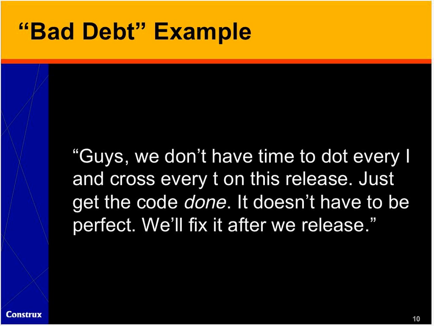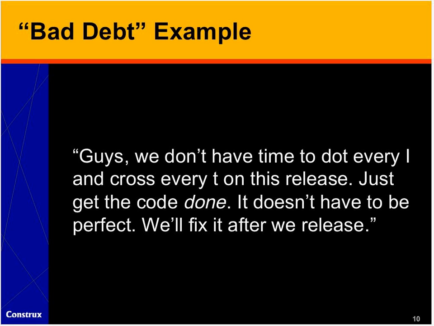Example of bad debt. "Guys, we don't have time to dot every I and cross every T on this release. Just get the code done. It doesn't have to be perfect. We'll fix it after we release." I think that's a pretty common end of development cycle dynamic. Sometimes this produces the desired effect, and sometimes it doesn't.